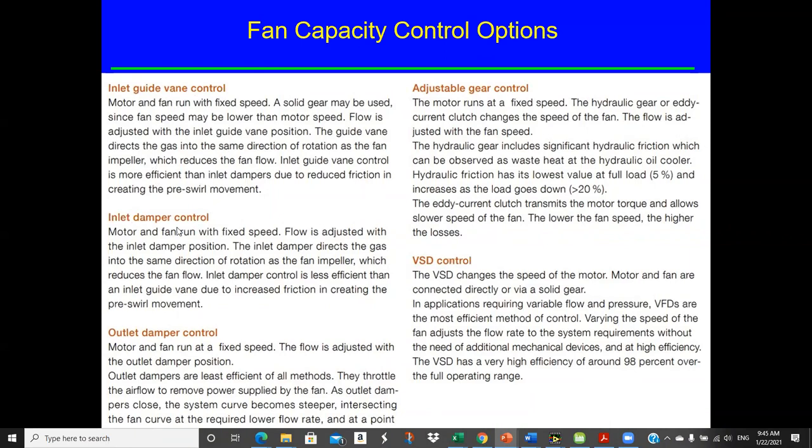Then we have inlet damper control. You can have these engineered inlet boxes with dampers on them, and they also induce a swirling effect. They probably have more friction than the straight inlet guide vane, so they may not be quite as efficient, but they can be pretty good. For a big fan especially, you can buy an engineered box and you have to work with the manufacturer to see how efficient they've tested that to be.